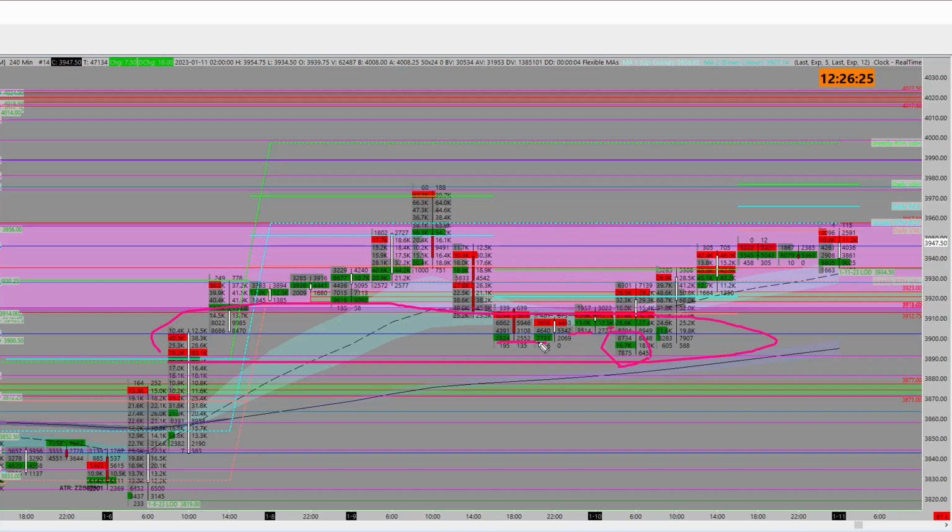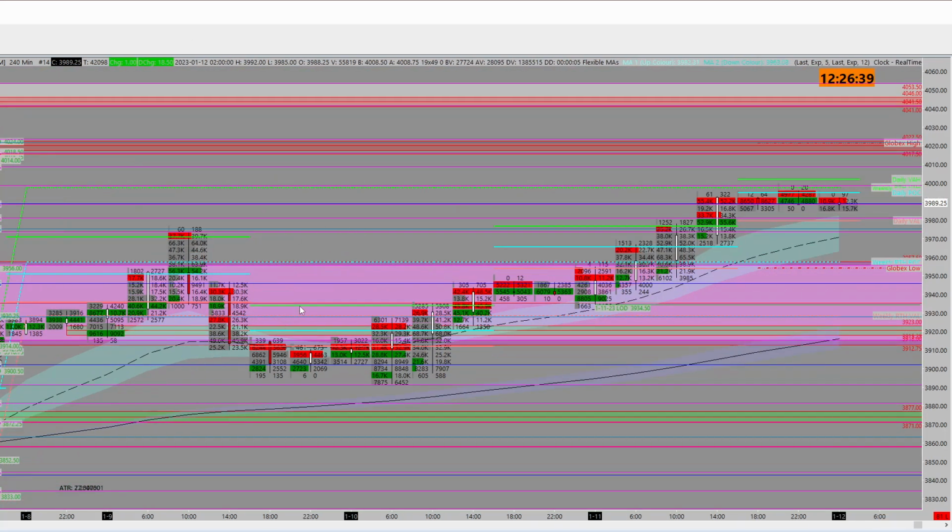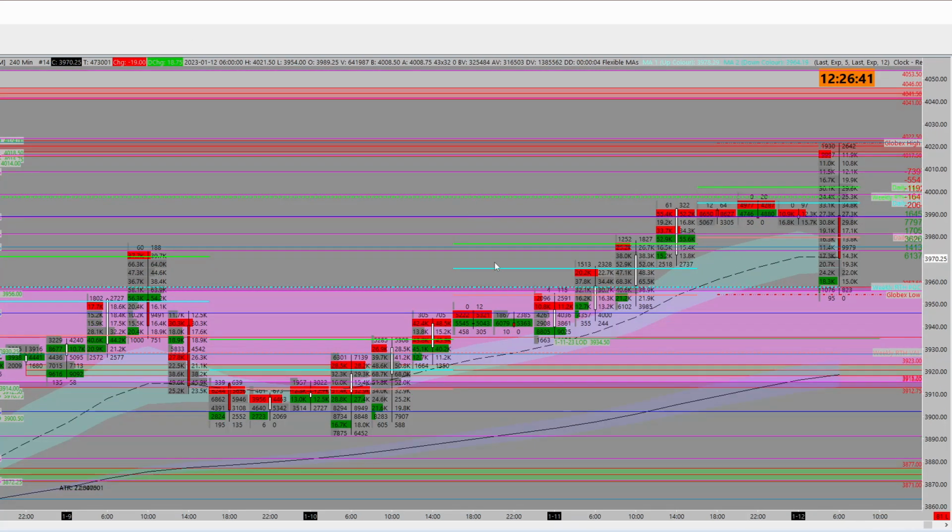So retail's buying, stop run, stop them all out, and now we get some nice exhaustion for a nice, safer entry for a long. So yeah, there's so much that we could take from this. Trapped volume, high volume areas, low volume areas, exhaustion, not exhaustion.